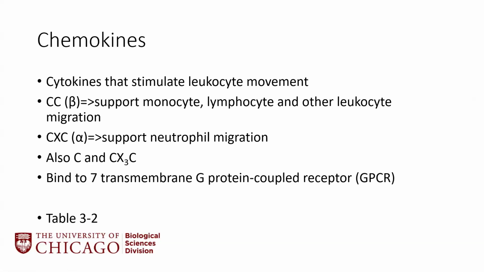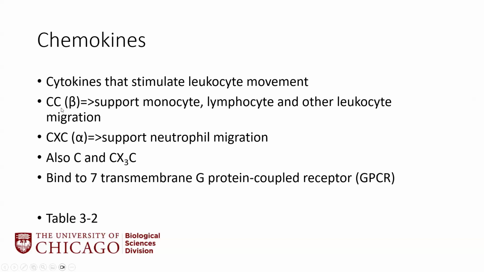Okay, along with the selectins and integrins, which slow and stop cause that adhesion, there's something called chemokines, and chemokines are cytokines that cause leukocytes to move. There are several different kinds, including CC chemokines, which support monocytes, lymphocytes, and other leukocyte migration. And there's CXC, which support neutrophil migration. And then there are C and CX3C. This just shows the pattern of the molecule, kind of that structure. I think overall less important.